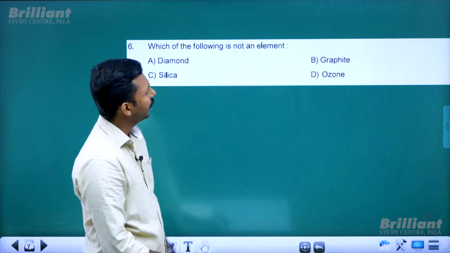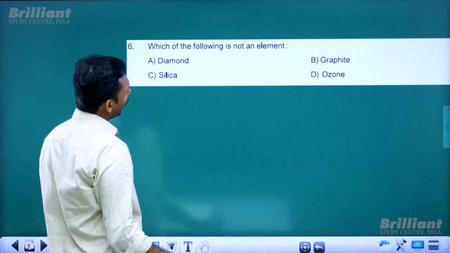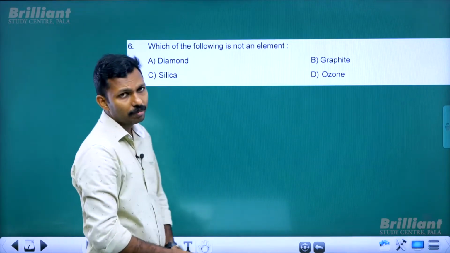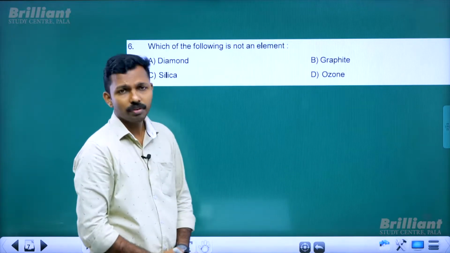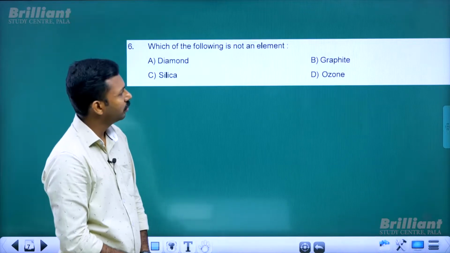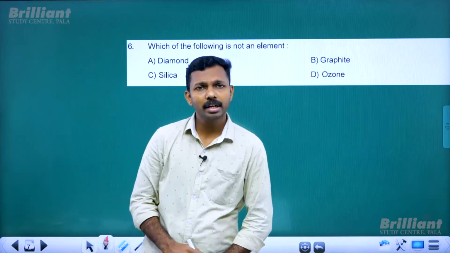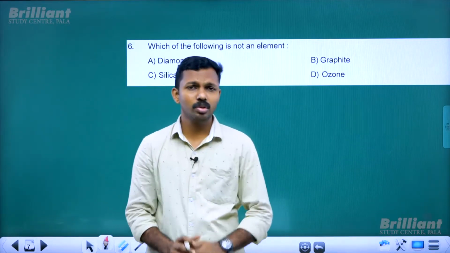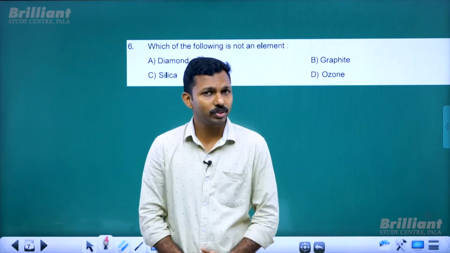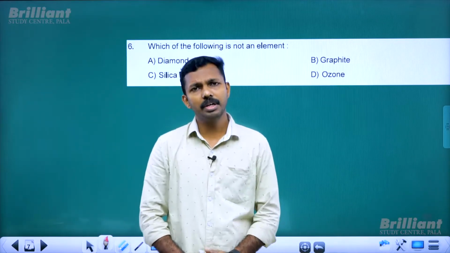Which of the following is not an element? First one is diamond. Is diamond an element? Think. Second one is graphite. Is it silica? Then ozone. Which is not an element? We know that an element may contain similar types of atoms, atoms of the same element with similar properties, right? But a compound may contain atoms of different elements with different properties.